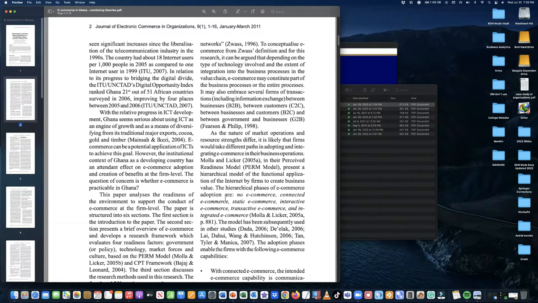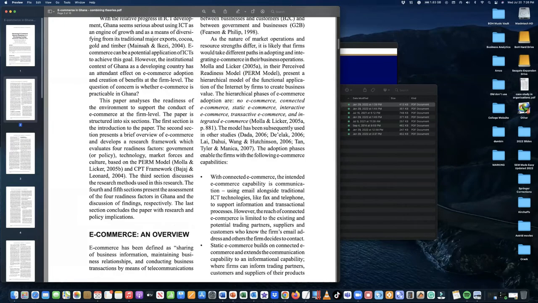So there's the first level: no e-commerce at all. The firm is just there, no e-commerce. The second level is connected e-commerce, where you have some form of connection through telephone call, and not necessarily an interactive thing or continuous discussion. So through telephone call maybe at a connected level. Then you may have a static.